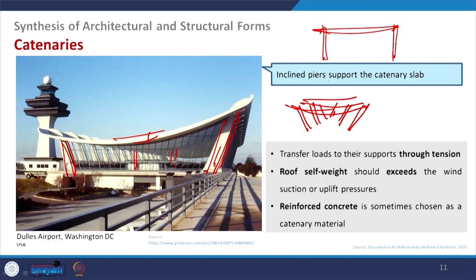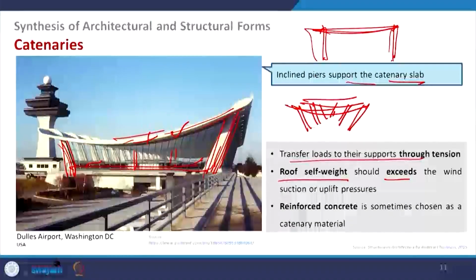Okay. So, inclined piers support the catenary slab. So, this kind of structure is seen in many cases. So, here the synthesis happened with the catenary with this. So, overall this is giving a sense of a portal, but it will also create this particular space column free. So, whenever we require this column free kind of structure, we may think of that. So, what exactly happened there? Transfer load to the support through tension, okay. Roof self weight should exit the wind load because of this kind of long span.